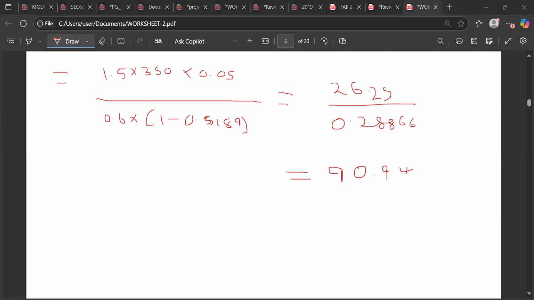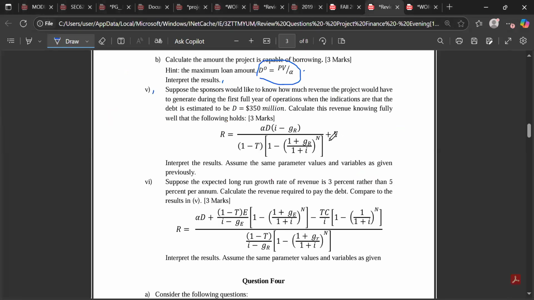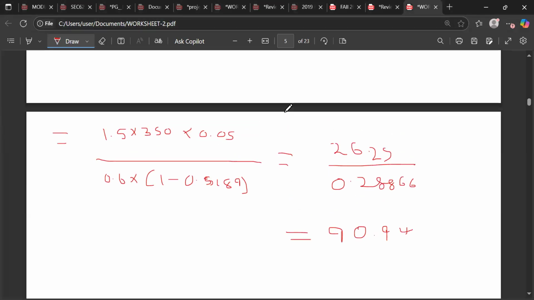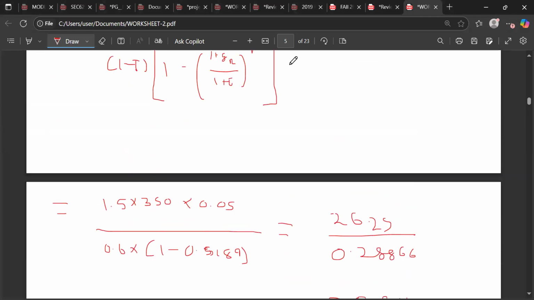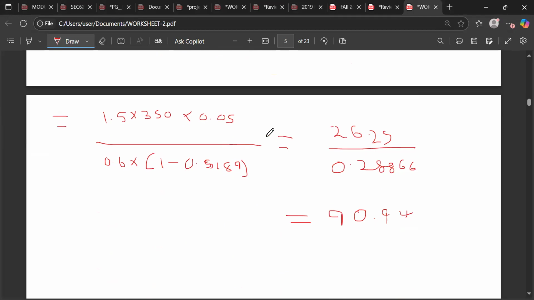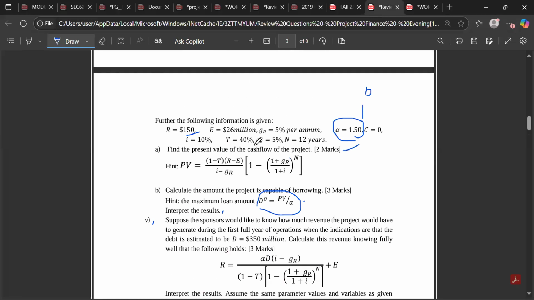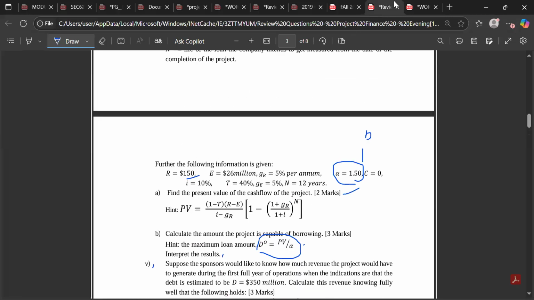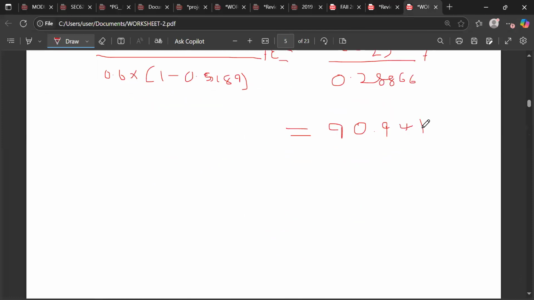So let's translate this to our revenue level. Let's go back to this part here. We forgot to add the expenditure here, plus E. My bad on this one. What's E in our question? E was given to us as 26 million, right? So I'm saying plus 26 here.